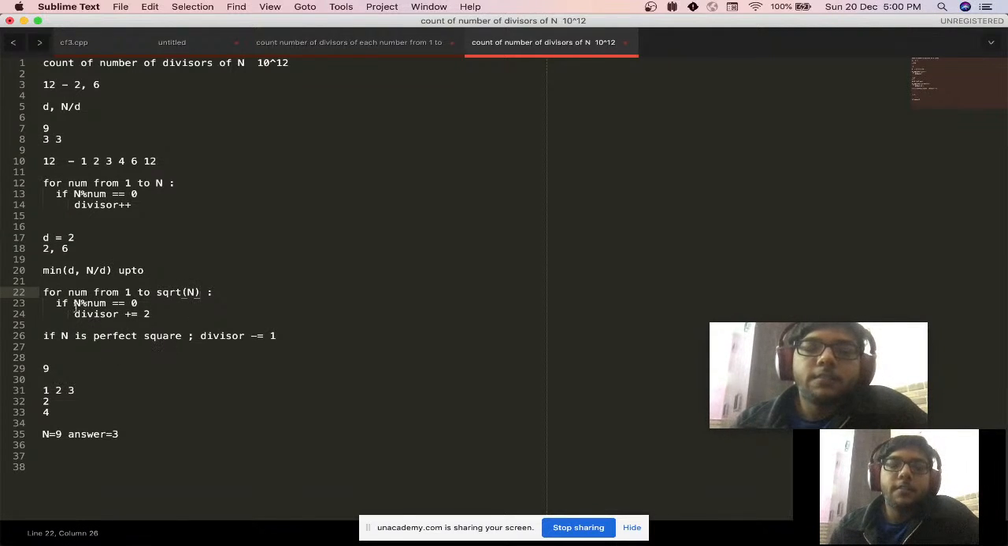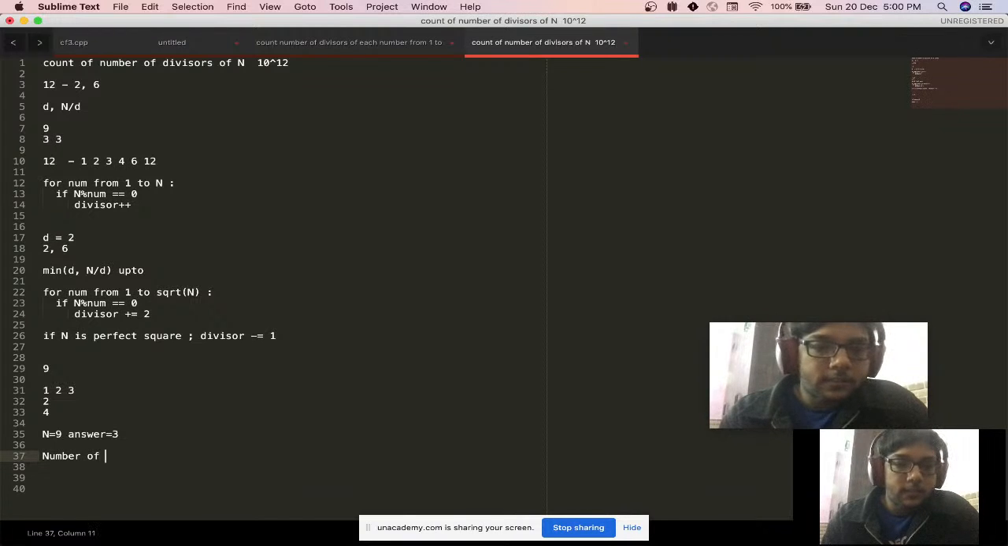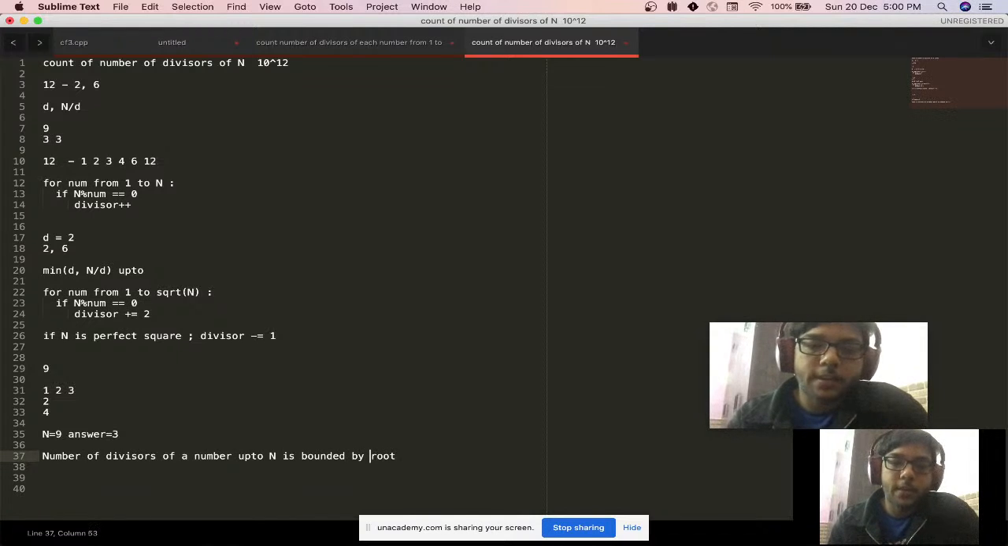Another observation is that the divisor count is bounded by root n. The maximum number of divisors of a number can be up to 2 root n only. Because even if every number from 1 to square root n divides n, we are going to add 2 for each of them, and that gives us a bound of 2 root n. That is also a pretty important observation. The number of divisors of a number up to n is bounded by order of root n. This is also very important in the analysis.